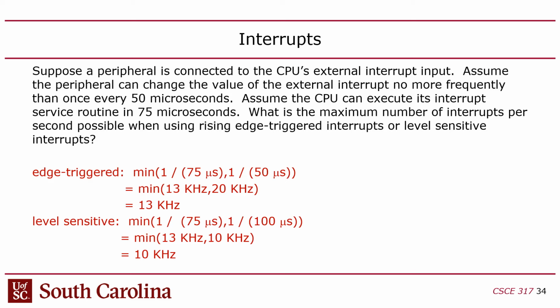And then in the case of edge sensitive, I have these swapped, I'll fix that. The limit would be 100 microseconds, as I mentioned. So that would be 10 kilohertz. In other words, if you're using level sensitive, you could execute interrupts at a rate of 13 kilohertz, and the limit there would be the 75 microseconds. And if it were edge sensitive, you'd be limited to 10 kilohertz, and the limit there would be the toggling rate of the wire.